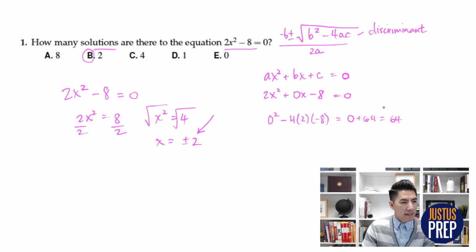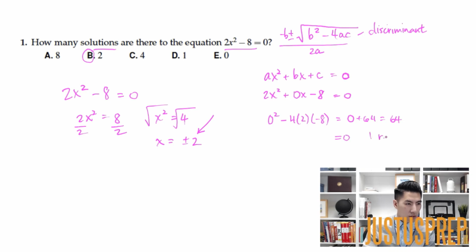When the discriminant is positive, we know that we have 2 real solutions. So we have 2 solutions when the discriminant is greater than 0. If the discriminant equals 0, then we have 1 real solution, and if it's less than 0, then we have no real solutions. In this case, because it's positive, we know that we have 2 solutions. So we could have solved it this way by solving for x, or we could have used the discriminant, which is positive, and that way we know that there are 2 real solutions.